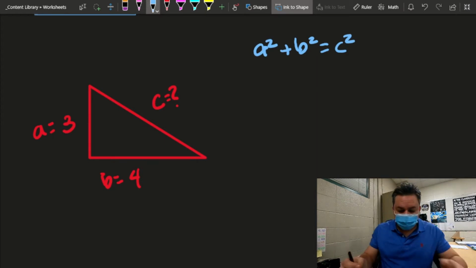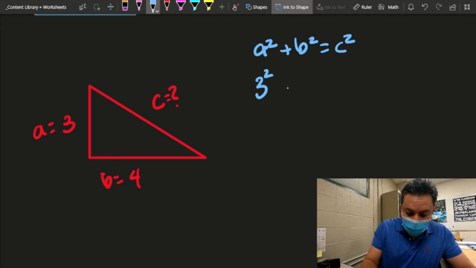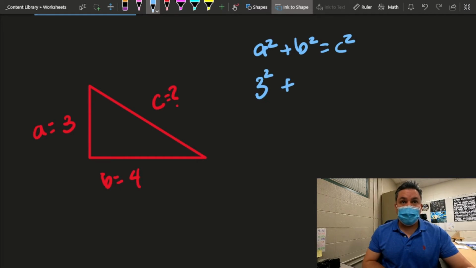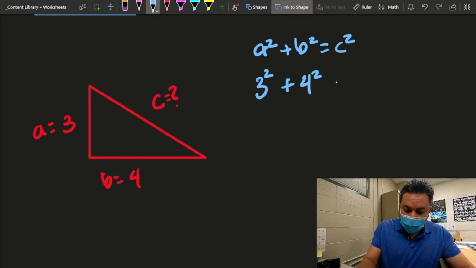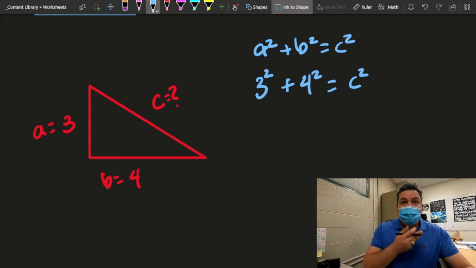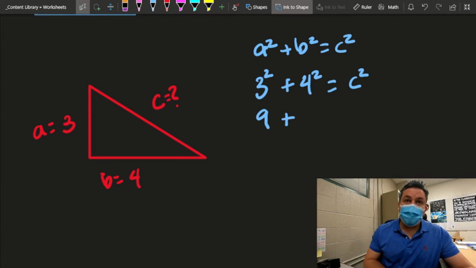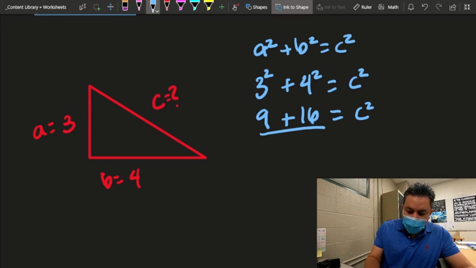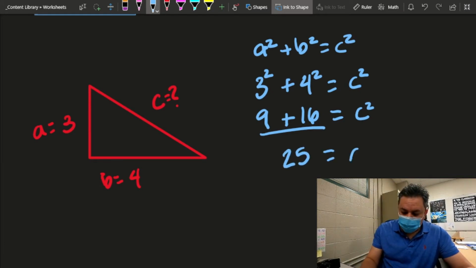Pay attention. Instead of A, what am I going to put in there? 3, but 3 squared, right? Instead of B, what am I going to put in there? 4 squared, right? And instead of C, I'm going to leave it like that. Now, what is 3 squared? 9. 4 squared? 16 equals C squared. Add these two, what do you get? 25 equals C squared.